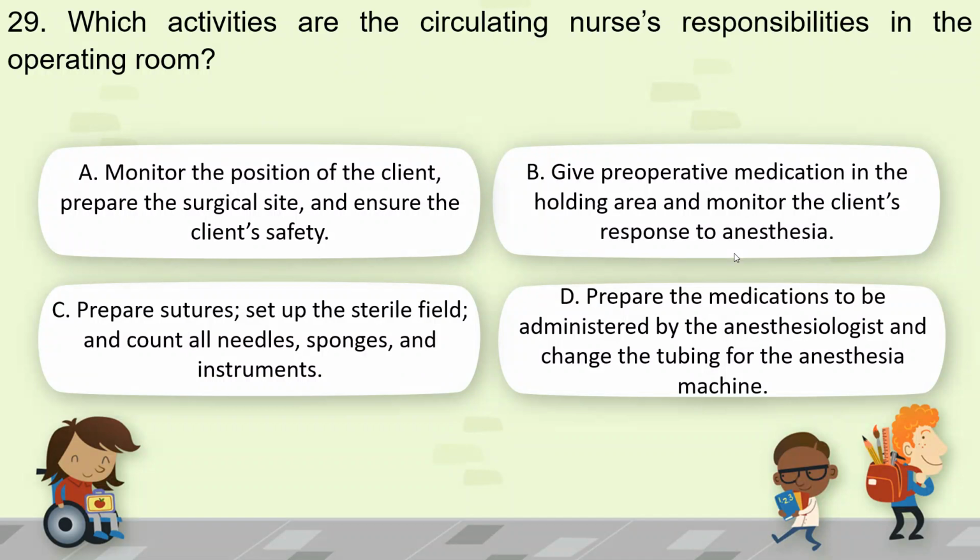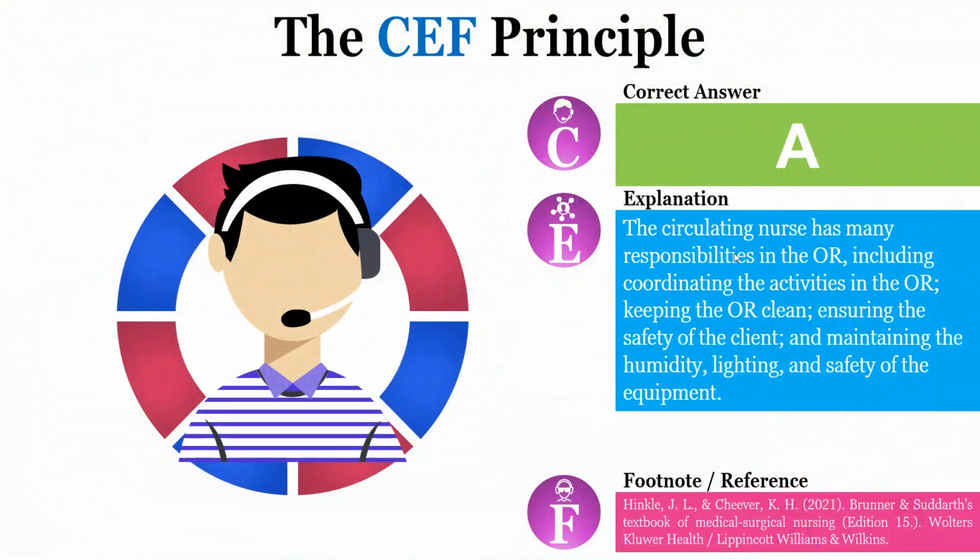B, C, and D are the responsibility of the surgical team, because we know that letter B is for the anesthesiologist or a nurse anesthetist. Letter C is for the scrub nurse. Then, of course, we know that letter D is specific for anesthesia technologists. Therefore, 29 is letter A.